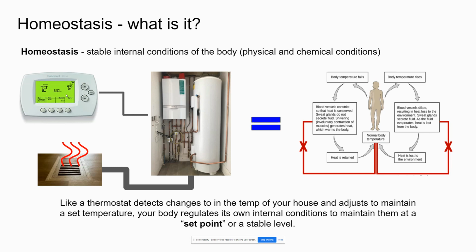It's not just temperature that our body needs to regulate, but also the water level, blood pressure, amount of salt, amount of potassium, amount of glucose in the blood, calcium, oxygen, carbon dioxide, so many different things. That's what homeostasis is all about, maintaining the internal conditions to a set point or a stable level.